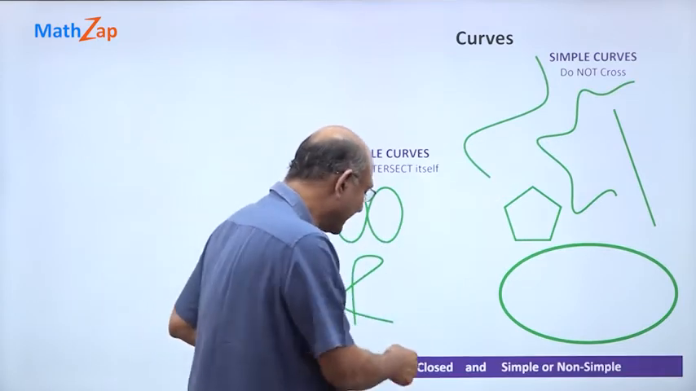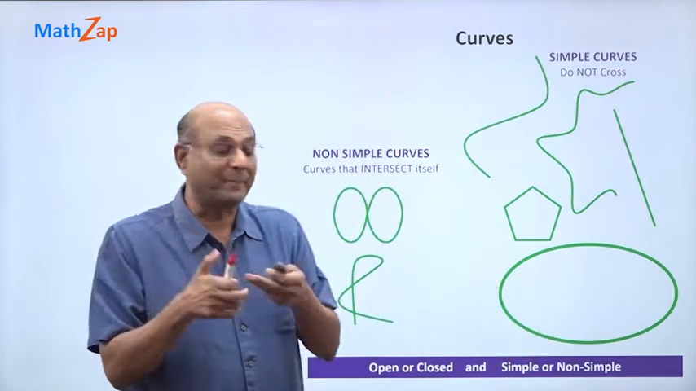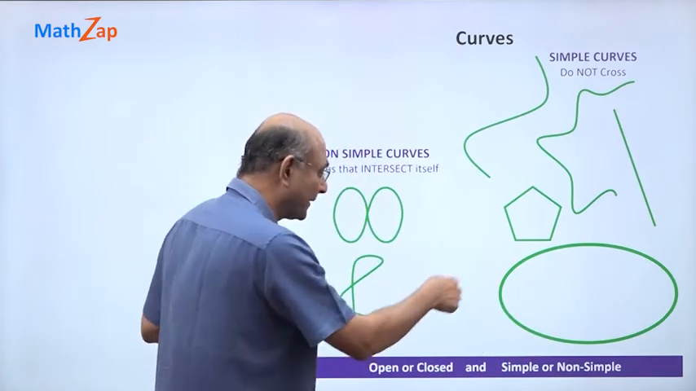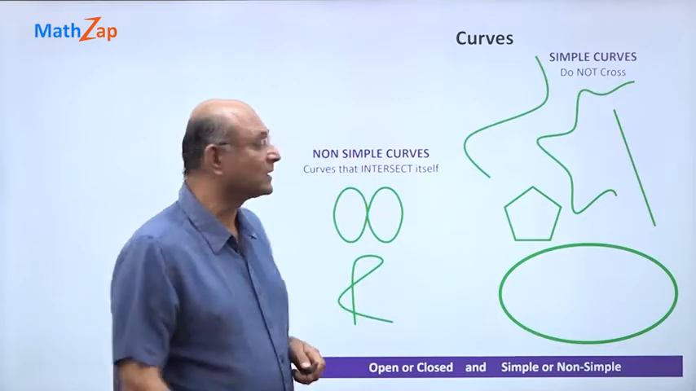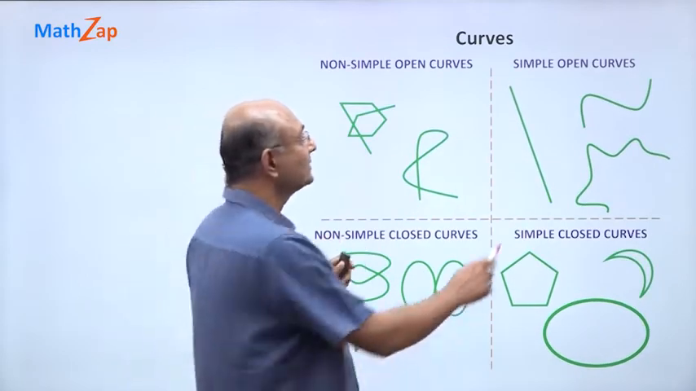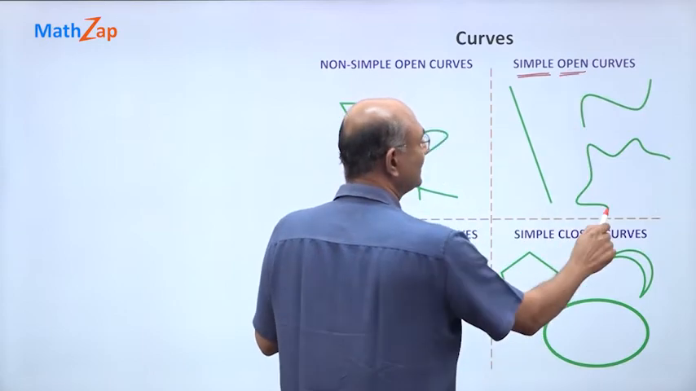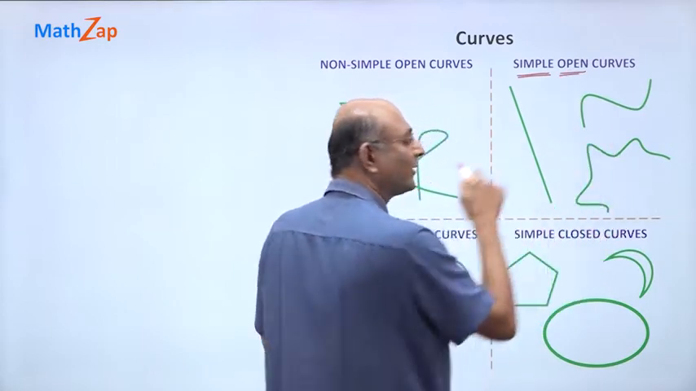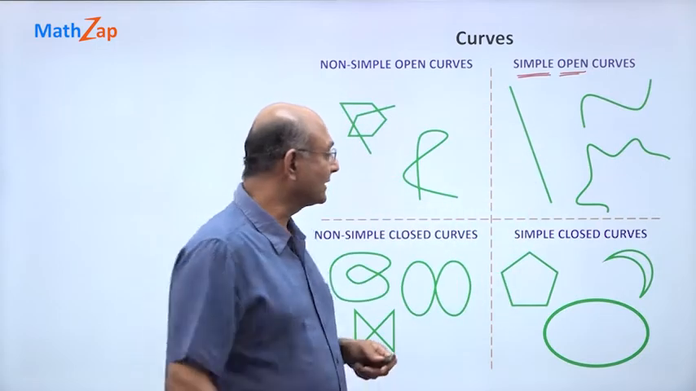Now there are two categories, right? We can say open or closed, simple or non-simple. We can combine them: simple open, simple closed, non-simple open, non-simple closed. Let us take these curves and group them accordingly. These curves are simple and open. See, they are open. You can see that the endpoints are different. And they are simple, no crisscrossing.